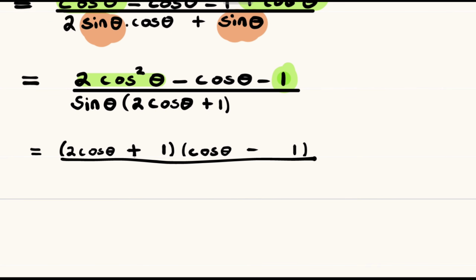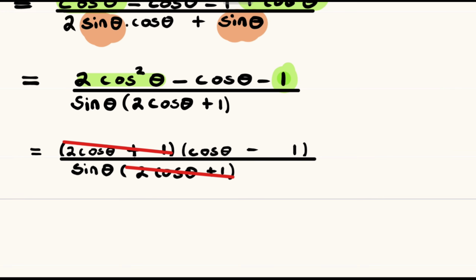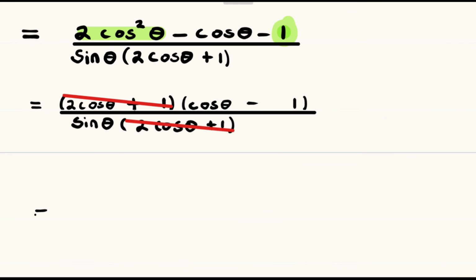So in the denominator, we still have the sin theta multiplied by 2 cos of theta plus 1, and the 2 cos theta plus 1 will cancel out each other, and will be left with cos of theta minus 1 divided by sin theta.